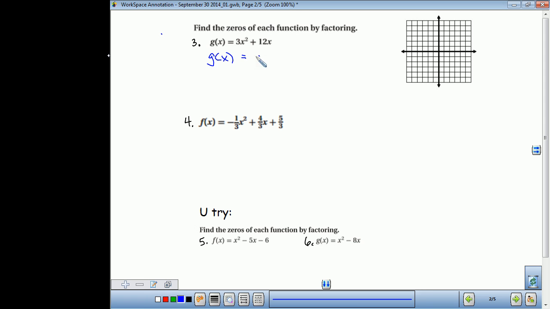Let me see if I can write the number 3. There we go. I can do it. So it factors to 3x times x plus 4. So I still have two factors. 3x is one of my factors, and then x plus 4 is my other factor. Okay. What can I plug in to make this 0? Negative 4. 0 and negative 4.